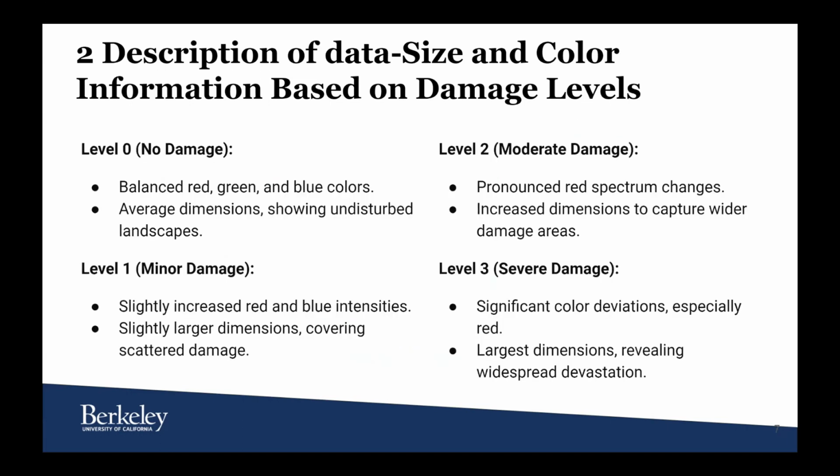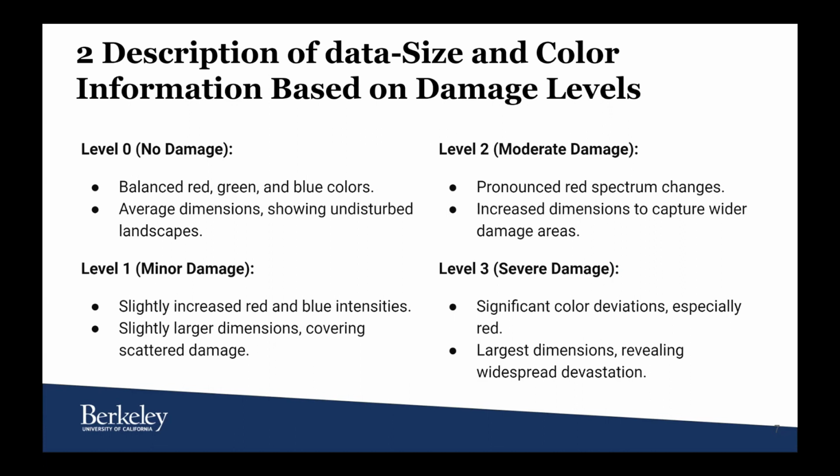Regarding damage levels, images categorized as level 0, which means no damage, exhibit balanced colors and average dimensions typical of undisturbed landscapes. Images with level 1 minor damage display a slight increase in red and blue, encompassing broader regions with scattered disaster. Level 2, which is moderate damage, images in this category reveal marked changes, particularly in the red spectrum, with wider dimensions capturing broader disaster impacts.